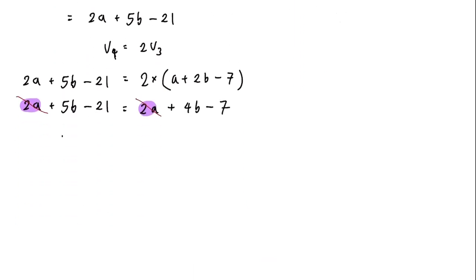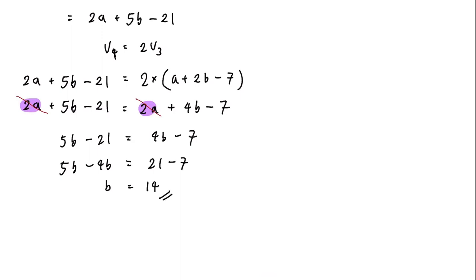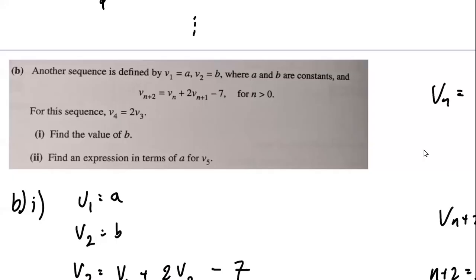So what happens? We can coincidentally cancel them off. Then we end up with 5B minus 21 equals 4B minus 7. Can solve for B already. Just bring the 4B over: 5B minus 4B, minus 21, bring over, plus 21, minus 7. You end up with 14 on the right and 1B on the left. B equals 14. That's the answer for the first part.